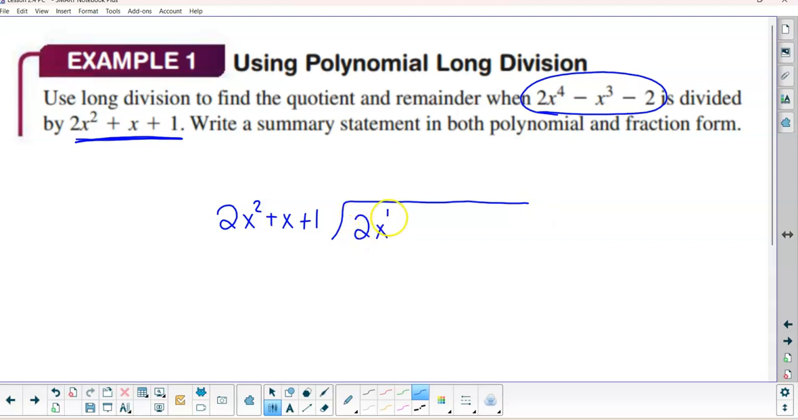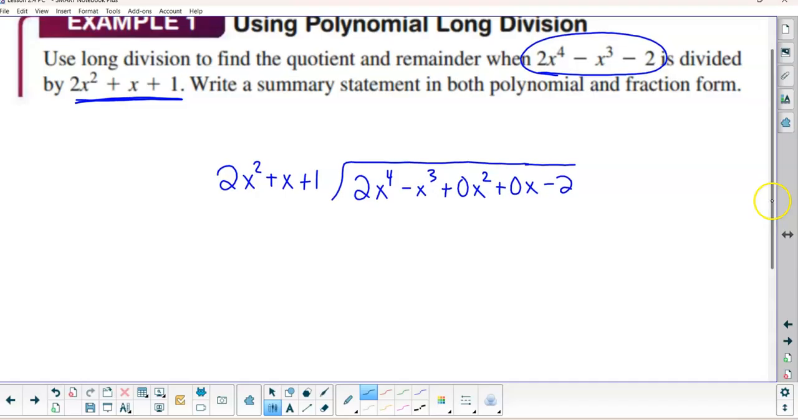And you can see on this dividend, we're missing some terms. There's no x squared term, so I put a 0x squared. There's no linear term, so I put a 0x. And now we're all set up to do the long division.